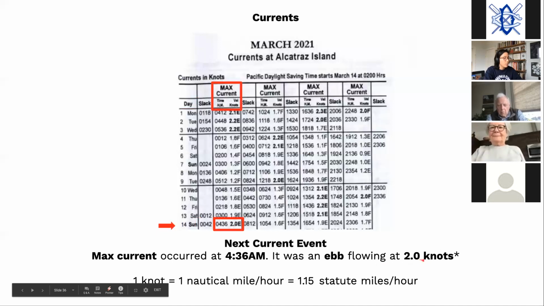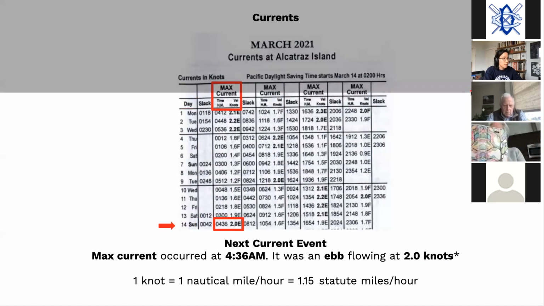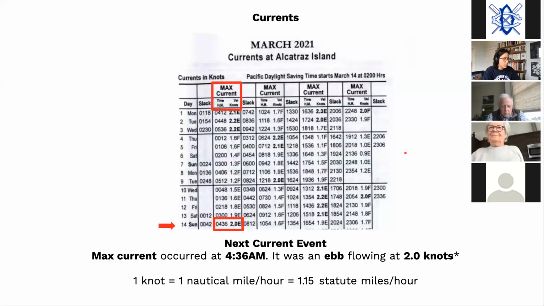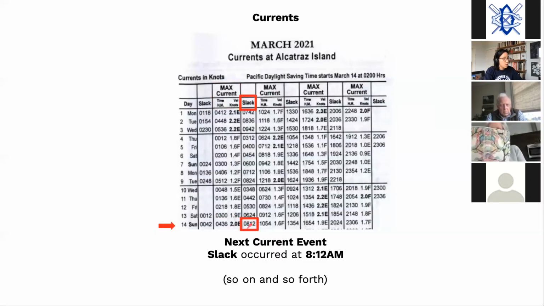If you're curious, speed in nautical areas is measured in knots, which is 1 nautical mile per hour. A nautical mile is slightly longer than a statute mile. So that's just something to keep in mind. And as we keep moving across the table, we'll see the next current event after that max ebb was slack at 8:12 a.m. And then we would just keep reading across, reading across.